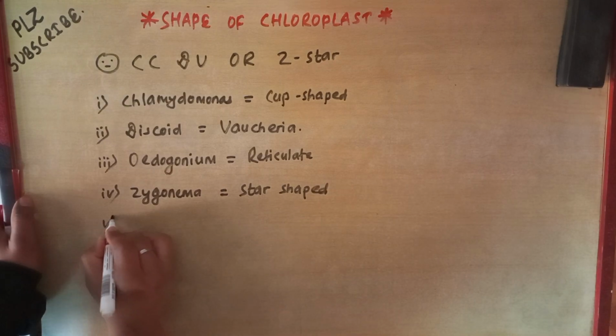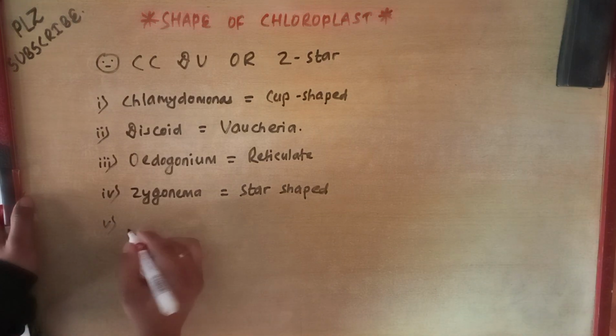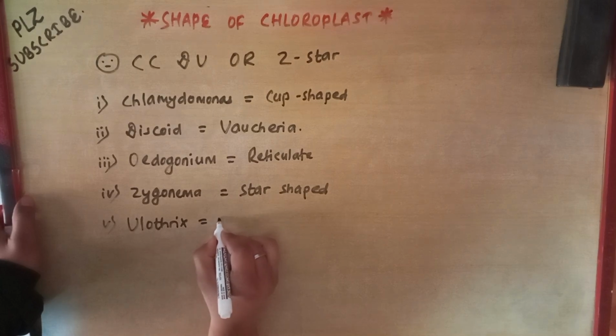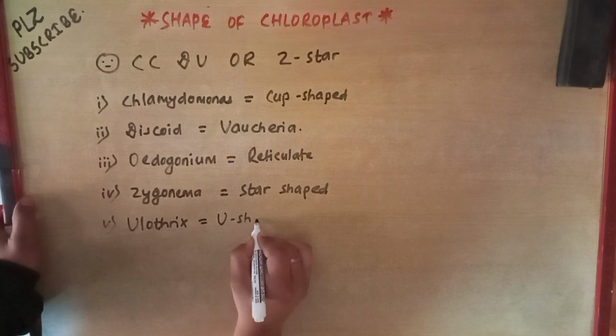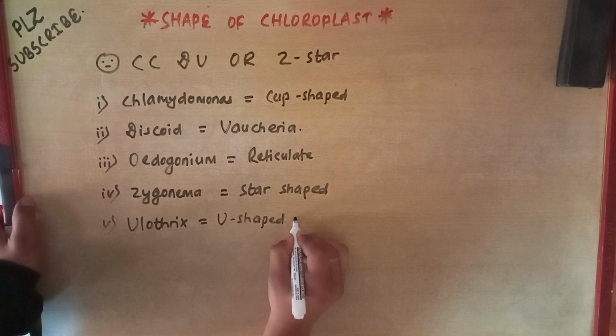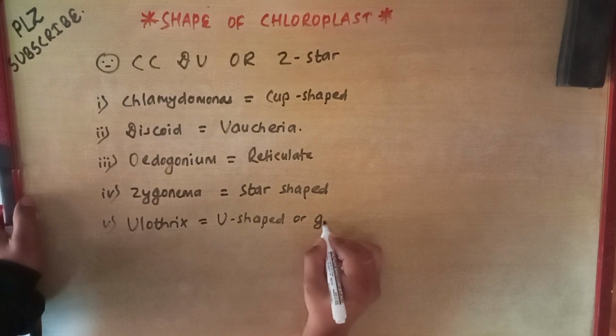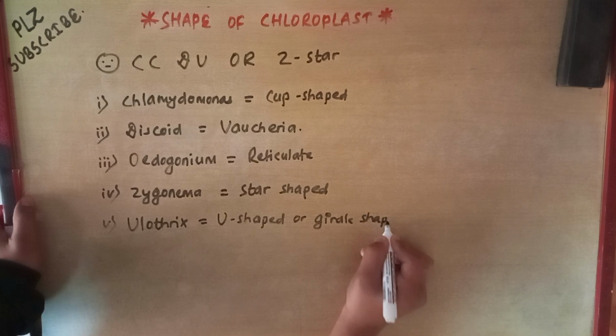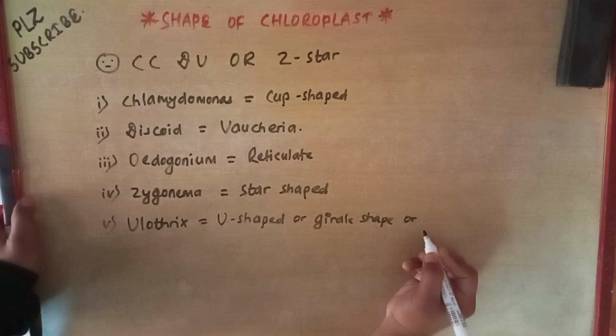And at the last, remember one extra as eulothrix. That is, eulothrix has U-shaped. This is so easy, U-shaped or girdle shaped or horseshoe shape.